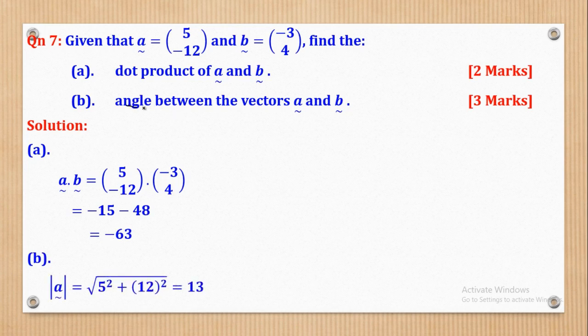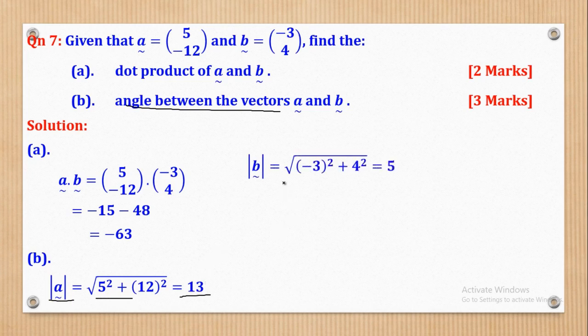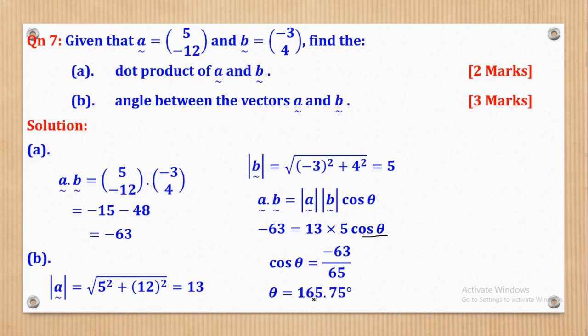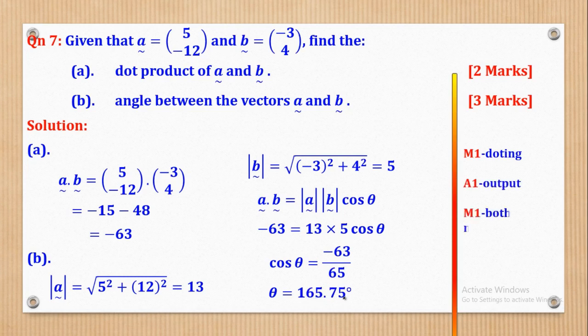Now part B, the angle between the two vectors, you have to first know the magnitude. So magnitude of A will be given by that formula and it will be 13. Magnitude of B will be given by that formula and it will be 5. The next is to quote the dot product formula. Then I'll substitute A dot B is negative 63, magnitude of A is 13, magnitude of B is 5, and theta is the angle which is required. When I make cos theta the subject, cos theta will be equal to negative 63 over 65. Therefore theta is 165.75. So basically that is what they wanted.